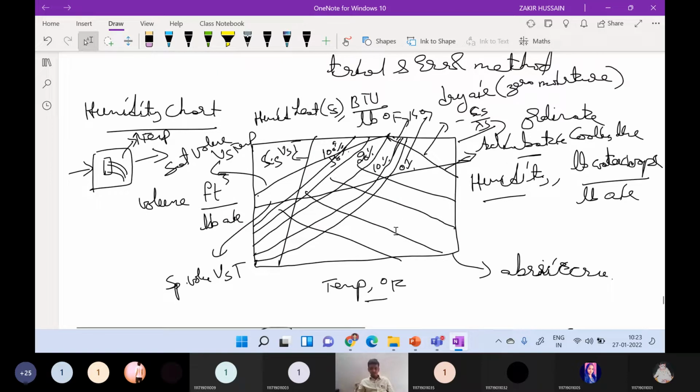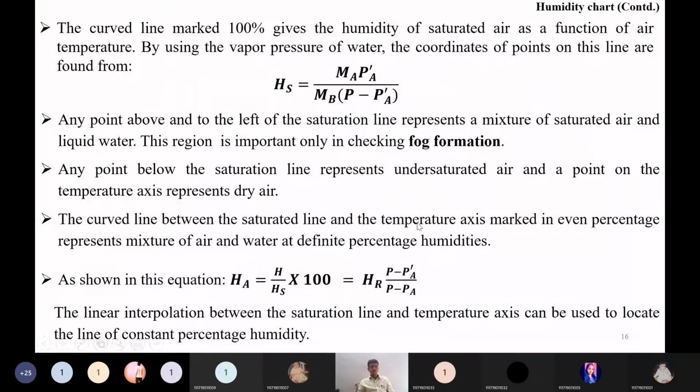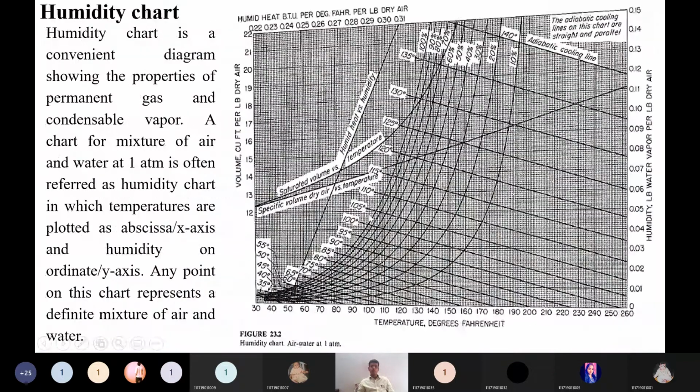Okay, is it clear? Psychrometric chart or humidification chart or humidity chart? Yes, sir. Okay, so this is also very important. You have to go through this one.